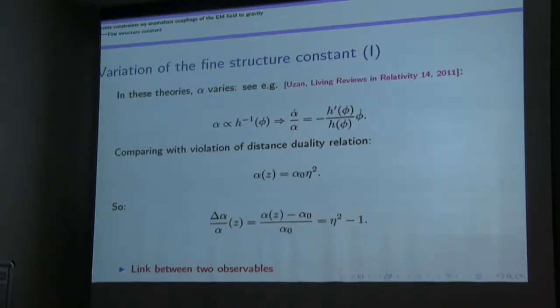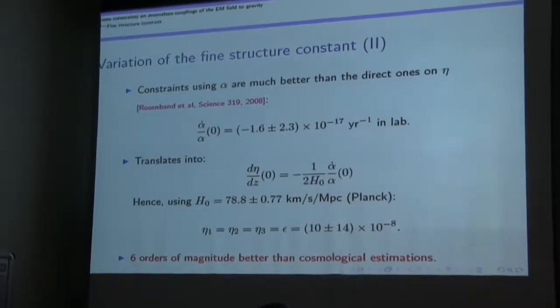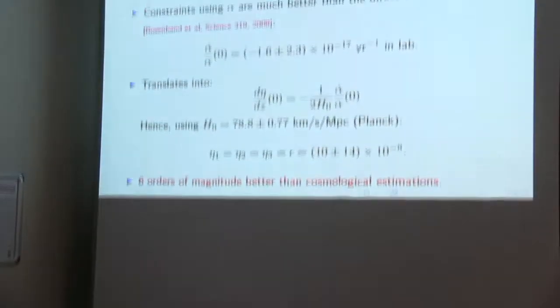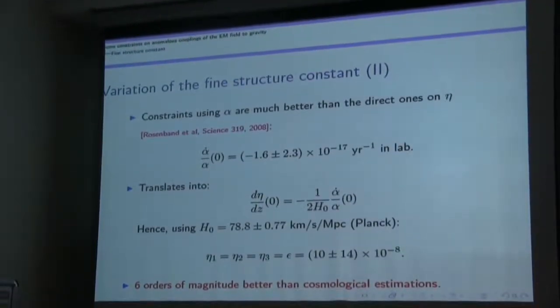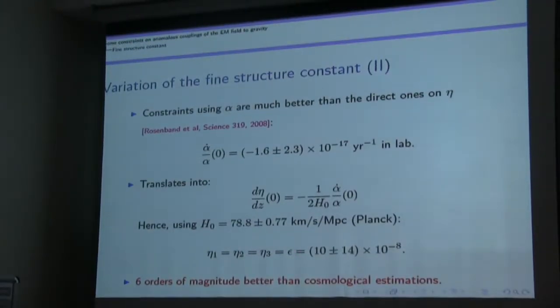All right? So using that, as Carsten mentioned, variations of alpha are extremely constrained, in particular at z equals 0, using either laboratory tests or the Doppler observation, etc. So here I quote a lab constraint on alpha dot over alpha, in the lab of course, of order 10 to the minus 17 per year. And this translates in terms of the variation of the eta parameter into this. I don't know why I use this weird, old value of h naught here, but you can use a more recent, lower value of h naught.